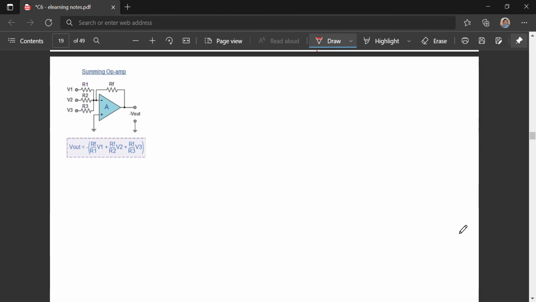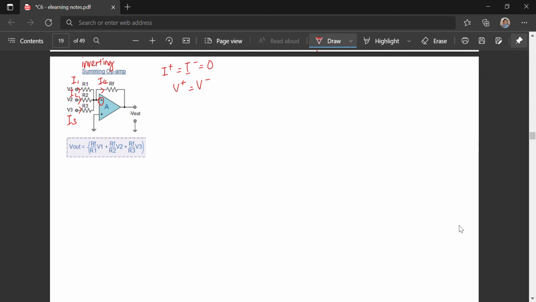Next is the summing op-amp. Here the summing happens at the inverting part of the op-amp, so this is the inverting summing op-amp. Just label I1, I2, I3, I4. So we have the ideal case: I plus equals I minus equals 0, and V plus equals V minus.